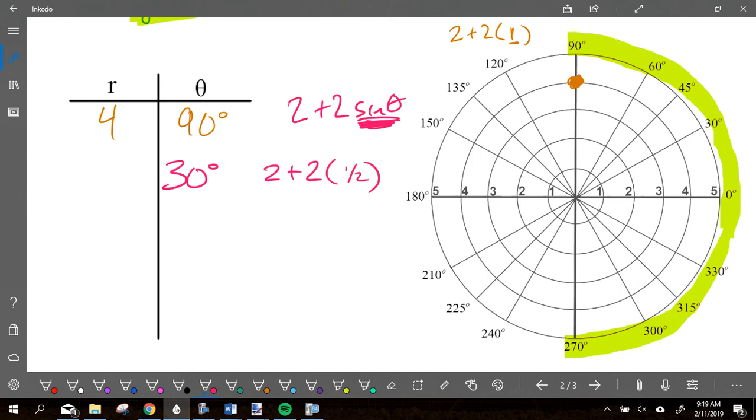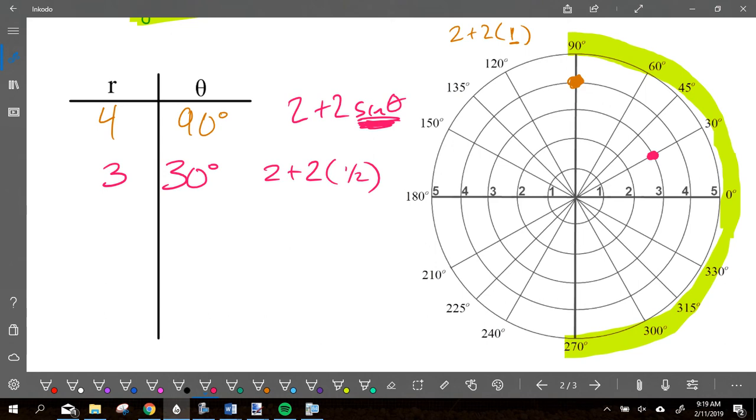Yep, 3. 2 times a half is 1, plus 2 is 3. So at 30 degrees, we have the ordered pair of (3, 30 degrees). We picked a good number. Not that the other ones weren't good, but they were ugly, and we didn't really want to deal with them.